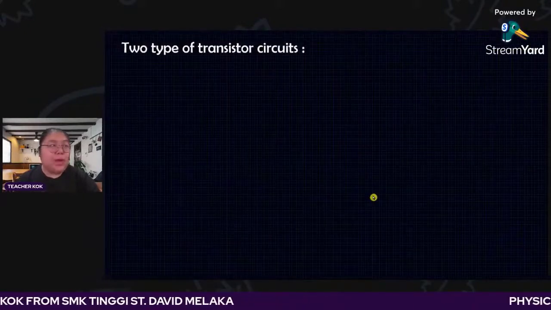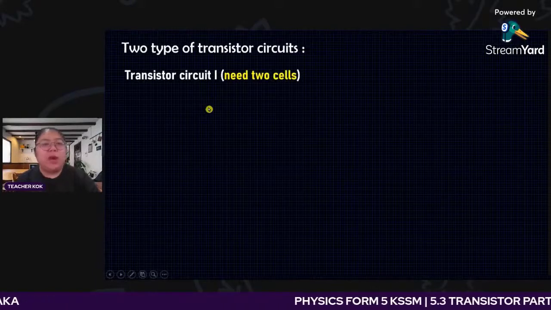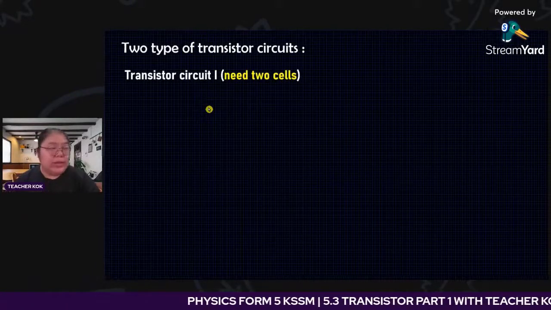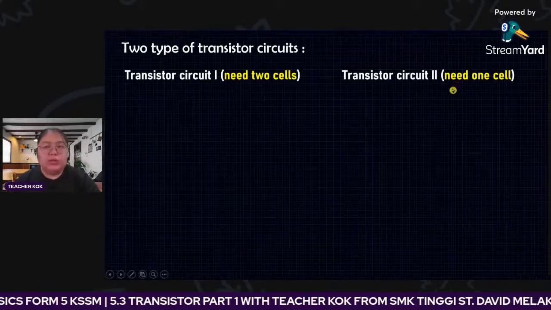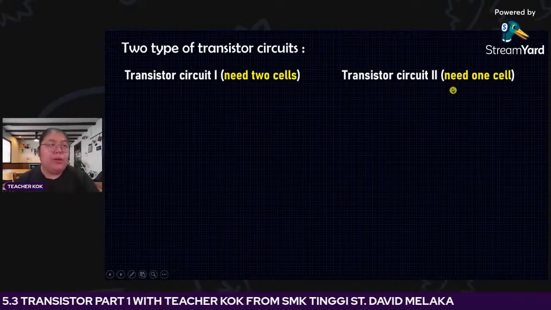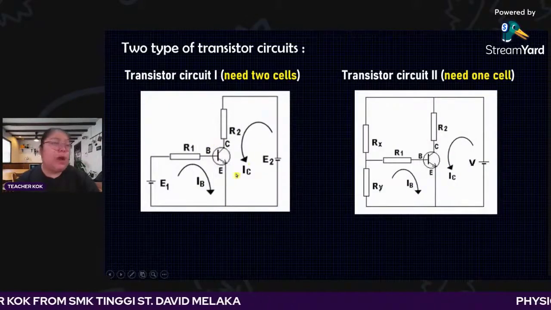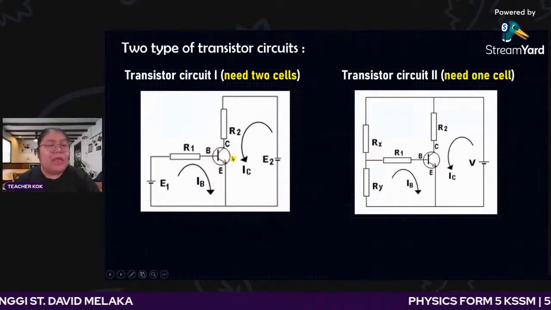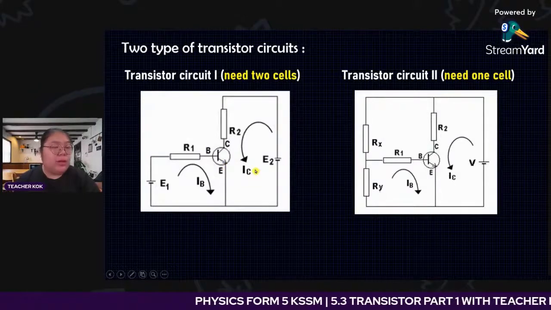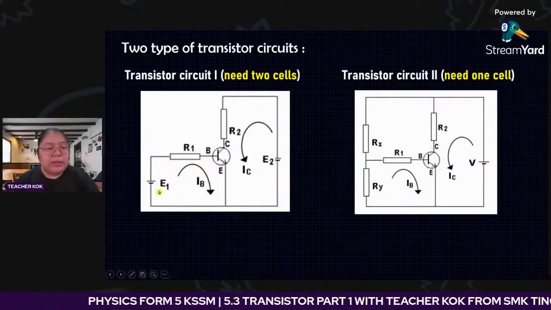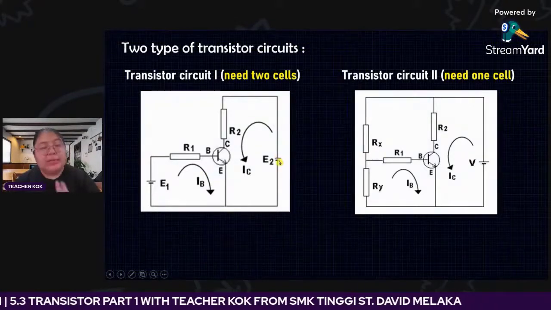Okay, now you see the two types of transistor circuit. The first type of transistor circuit needs two cells, and the other one, circuit 2, needs only one battery. Let's see what the differences are. This one is what I showed you just now, the 1.5 story. It needs two batteries. You can see two batteries. The base circuit has a battery, E1. The collector circuit also has a battery, E2.